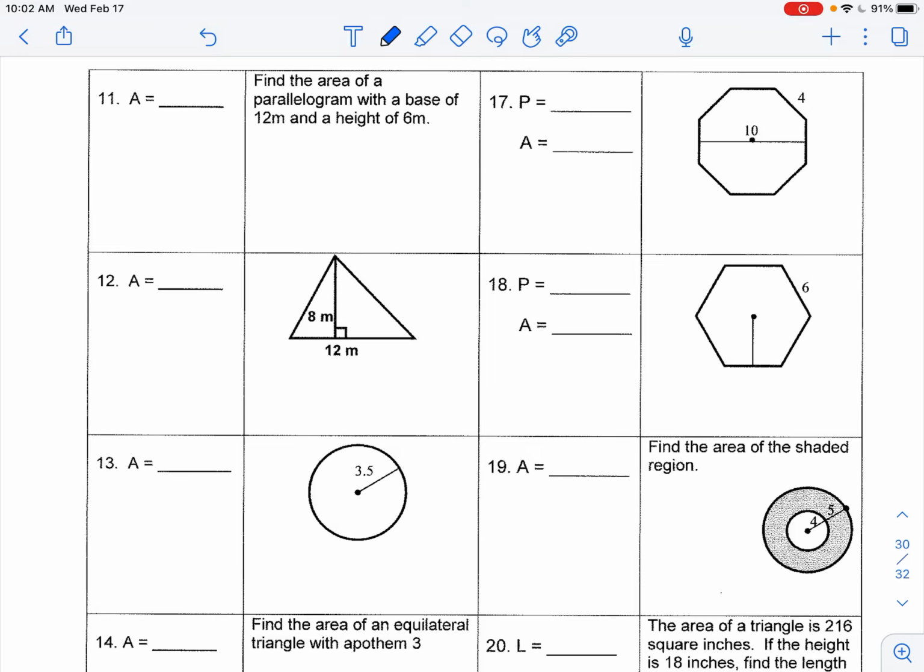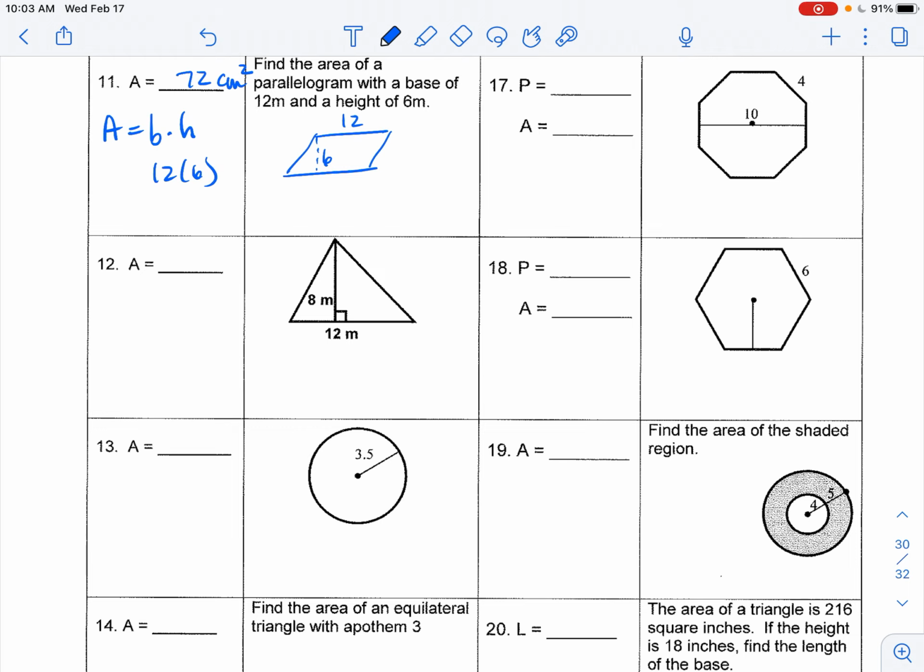All right, in this video, we're gonna pick up where we left off with our review. With problem number 11, find the area of a parallelogram with a base of 12 and a height of 6. So my area formula is just base times height, and we have a parallelogram with a base of 12 and a height of 6. So area is just 12 times 6, and that's 72 centimeters squared.